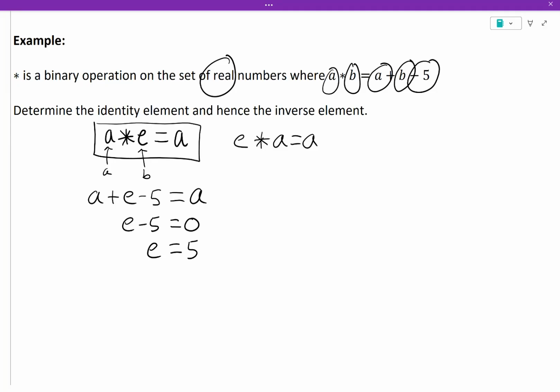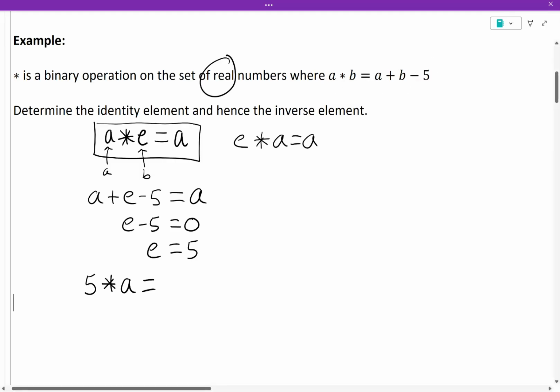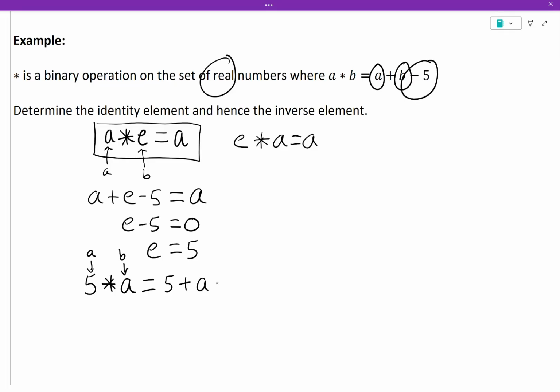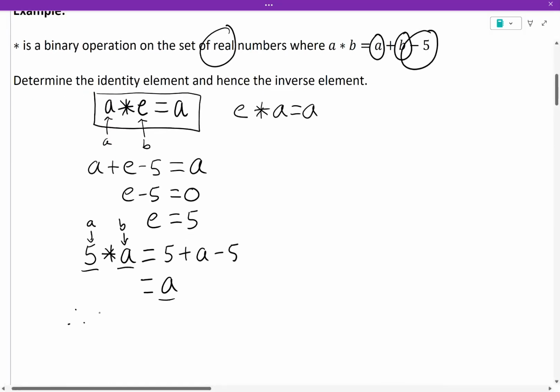So what I'd be doing is 5, our identity on the left, combined with A. So I'm going to substitute into our binary operation, and 5 would be my A, whereas A would be my B because it's on the right. So I would replace this A with a 5, I'd replace this B here with an A, so plus A, and then I'd write subtract 5. Now, if we simplify, we end up with A, which is what we're expecting. Because when we took our possible identity and combined it with A, we ended up with A. So therefore, we can establish that 5 is the unique identity.